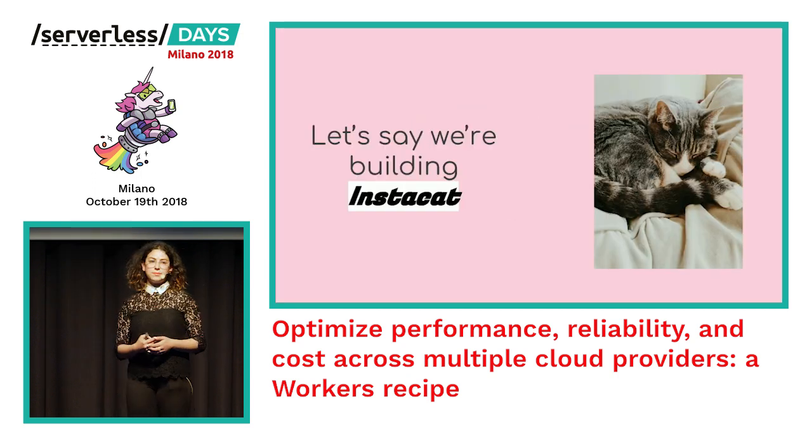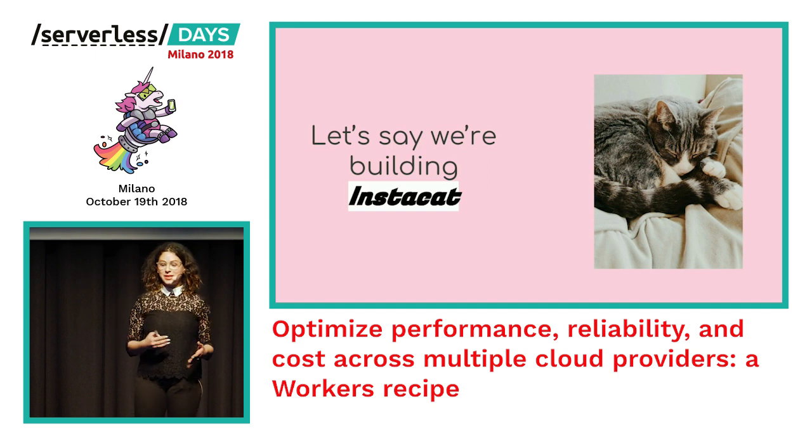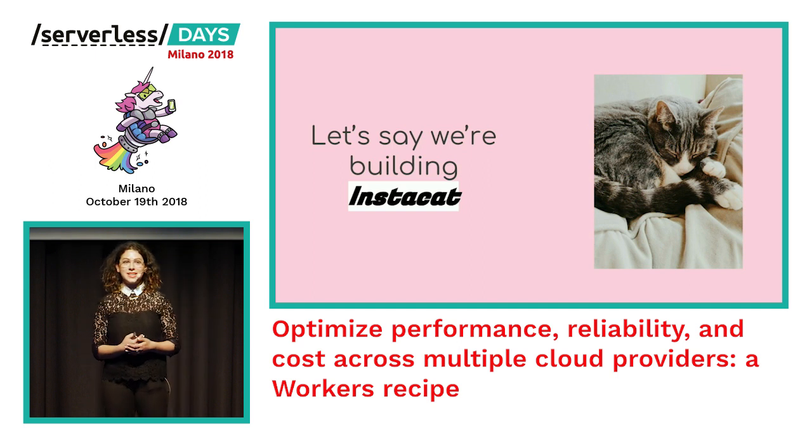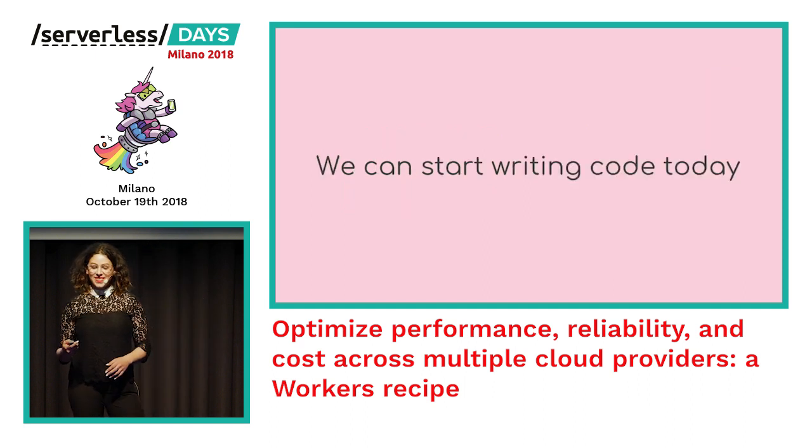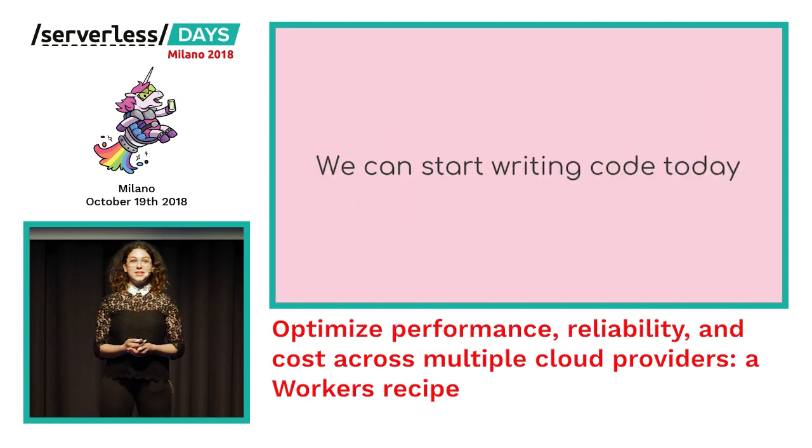So let's say we're starting our own business, and we're going to build Instacat, which is like Instagram, but for cats. I looked it up. Turns out someone did try to build an Instacat, so it'll be like .info or something. So we can start writing the code today.